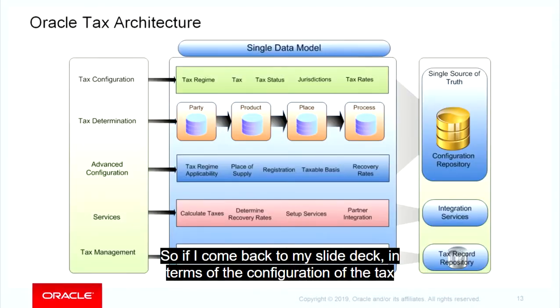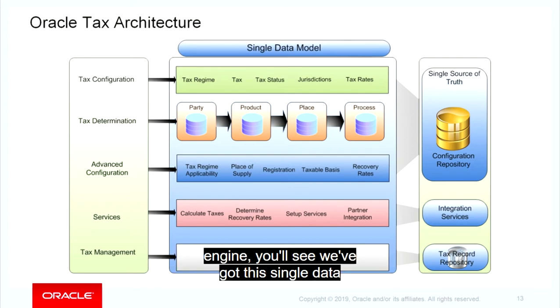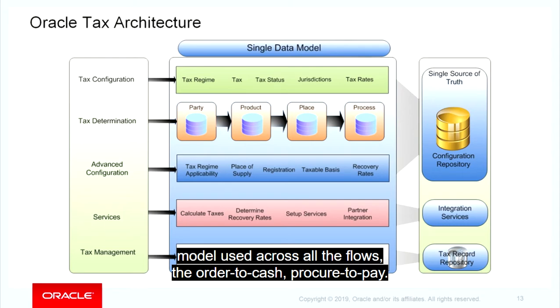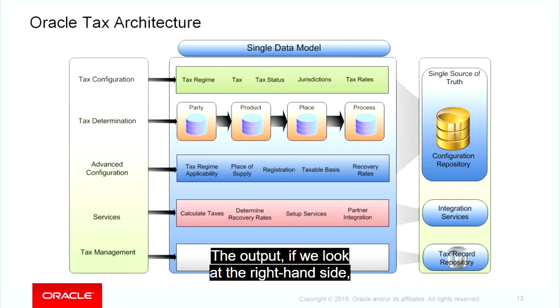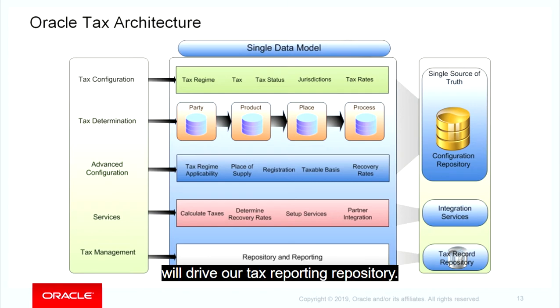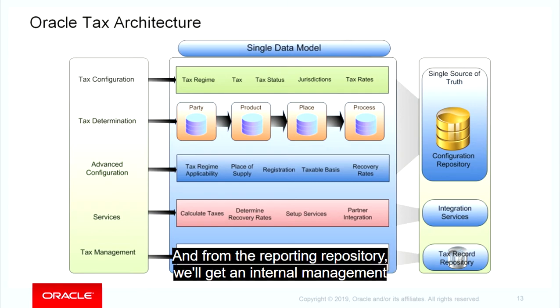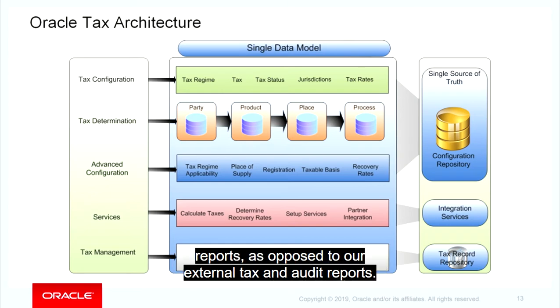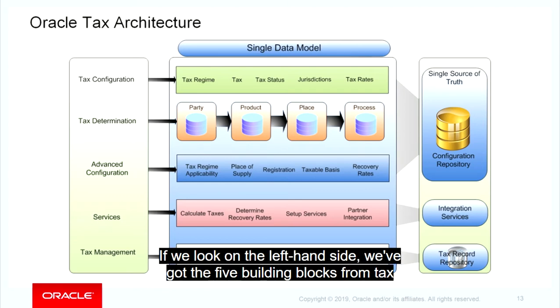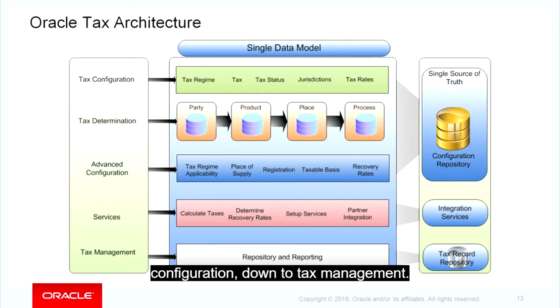So if I come back to my slide deck, in terms of the configuration of the tax engine, you'll see we've got this single data model used across all the flows, so order to cash, procure to pay. The output, if we look at the right-hand side, is we've got our single source of truth repository, and ultimately all the rules and regulations will drive our tax reporting repository, and from the reporting repository we'll get our internal management reports as opposed to our external tax and audit reports. If we look on the left-hand side, we've got the 5 building blocks from tax configuration down to tax management.